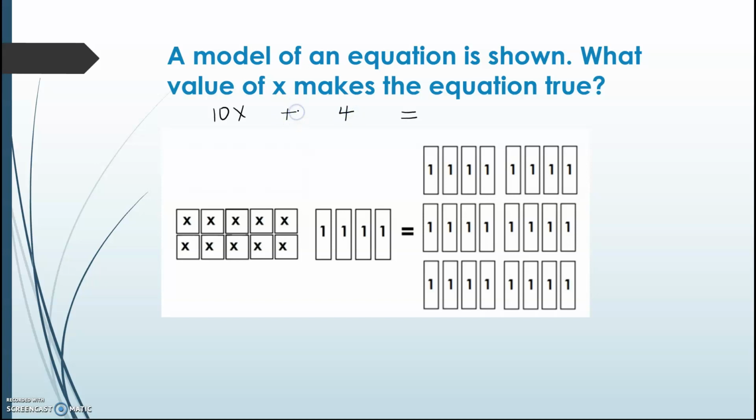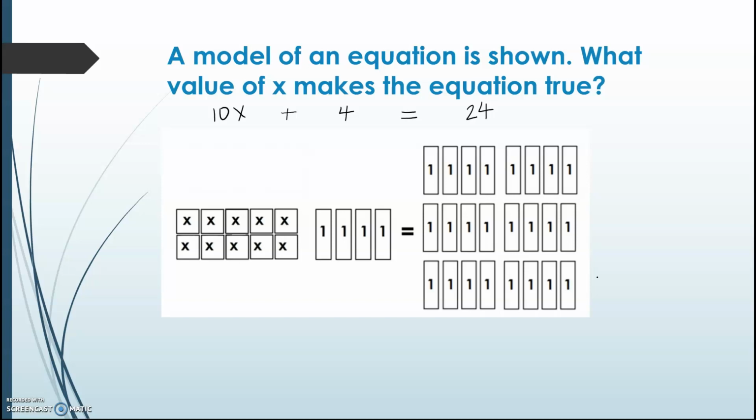Since they are positive, they don't say that they're negative, those are going to be positive numbers. So 10x plus 4 equals 4 groups of 4. 1, 2, 3, 4, 5, 6. So 4 times 6 is 24. Or we could count them individually. 1, 2, 3, 4, 5, 6, 7, 8, 9, 10, 11, 12, 13, 14, 15, 16, 17, 18, 19, 20, 21, 22, 23, 24.